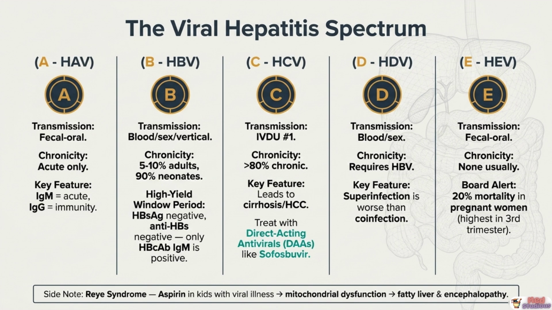Hepatitis D is a defective virus that can only infect in the presence of hepatitis B, and superinfection, D arriving after B is already established, is actually more dangerous than co-infection. And hepatitis E, also fecal-oral, is usually self-limited except for one critical exception. In pregnant women, especially in the third trimester, mortality can reach 20%. One more rule worth remembering. Aspirin given to a child during a viral illness can trigger Reye syndrome, causing mitochondrial dysfunction, fatty liver, and encephalopathy.